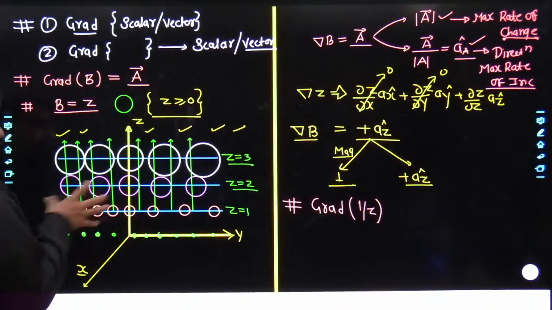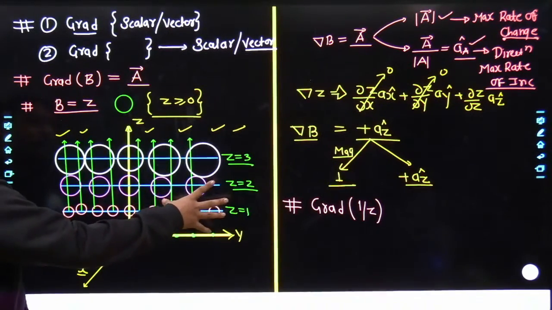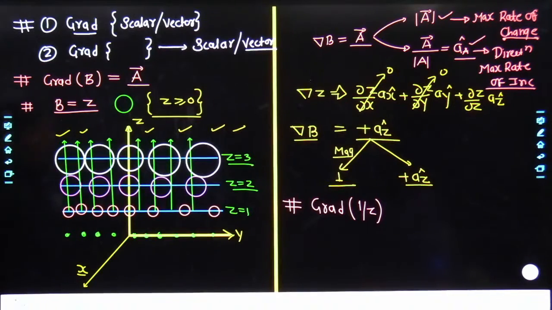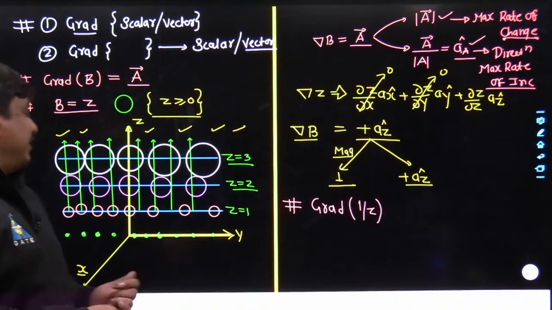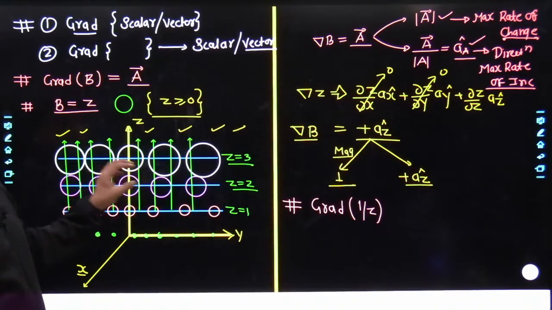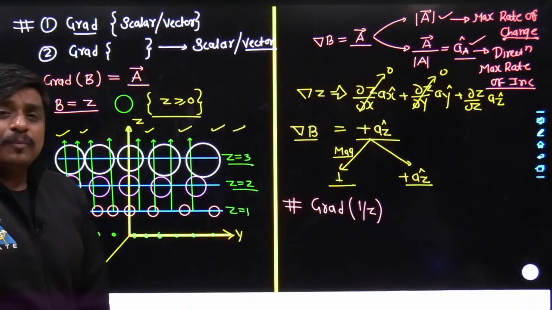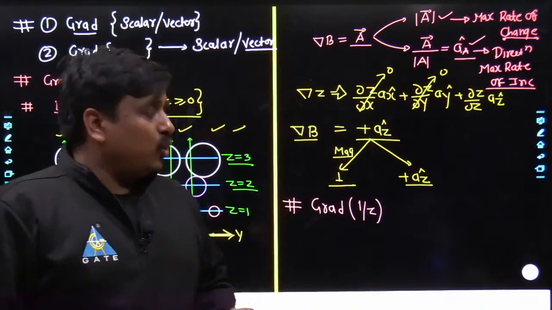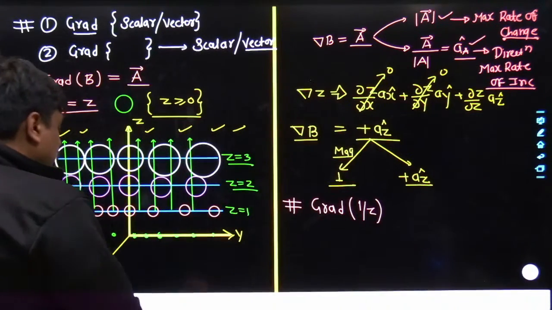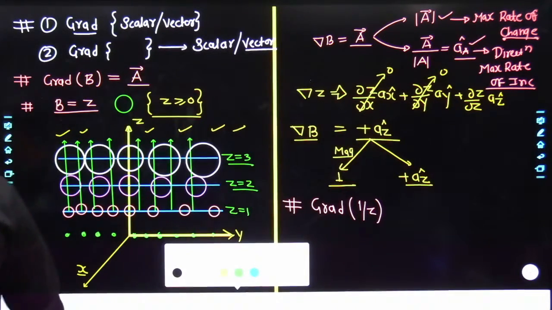Hypothetically speaking, here the circle radius would be infinity, and as I move up, the radius of the circle would start shrinking. Now if you ask what is the direction of maximum increment over the scalar field, you yourself would be able to understand.